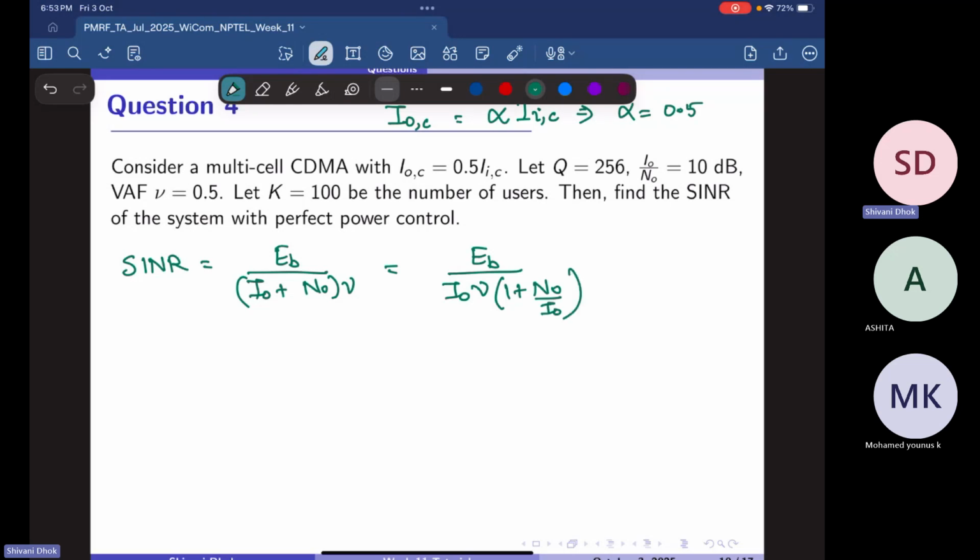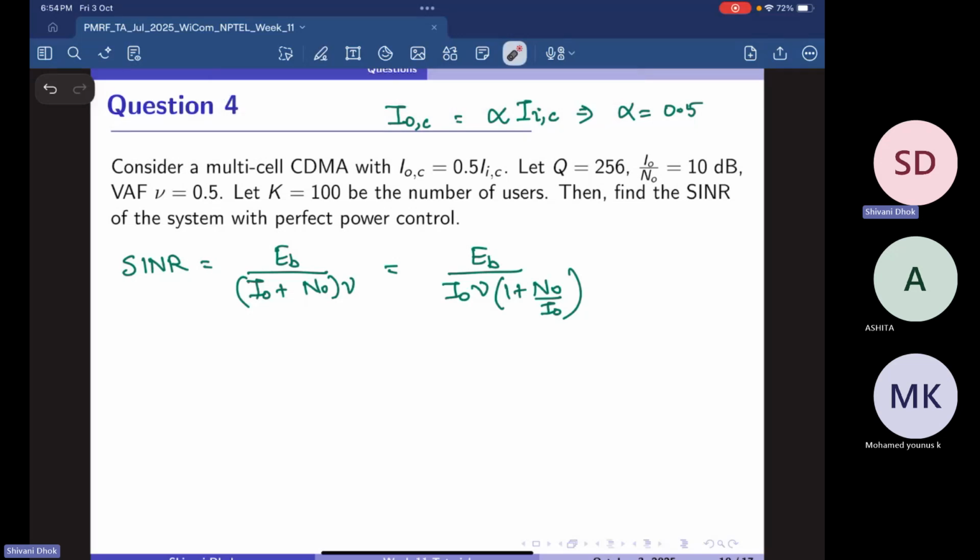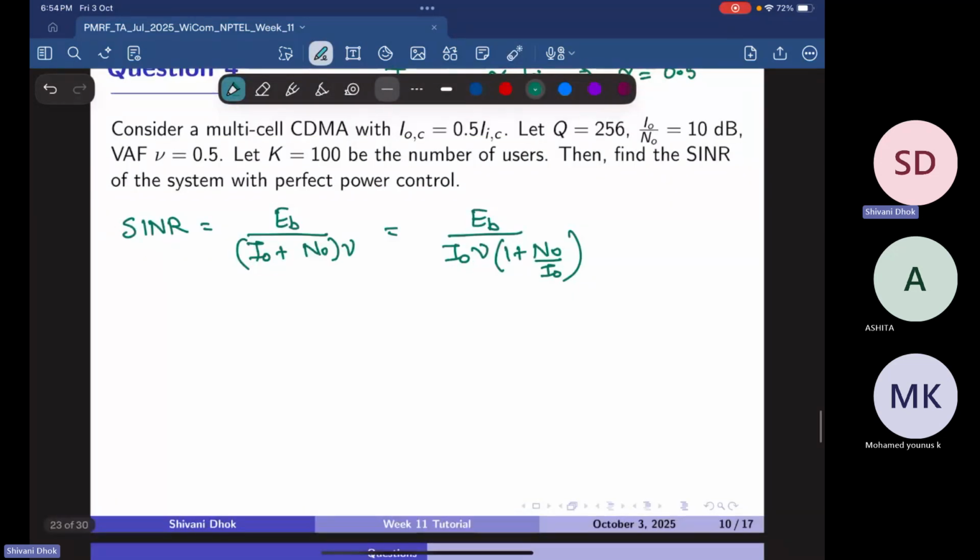Now in this formula, what all things do we know? We know this N0 by I0, and nu. I0 we can figure out somehow. And then we have Eb here. What we don't know are Eb and I0 separately. But we have some other ingredients that are given to us, so let us try to figure out if we can do something with them.